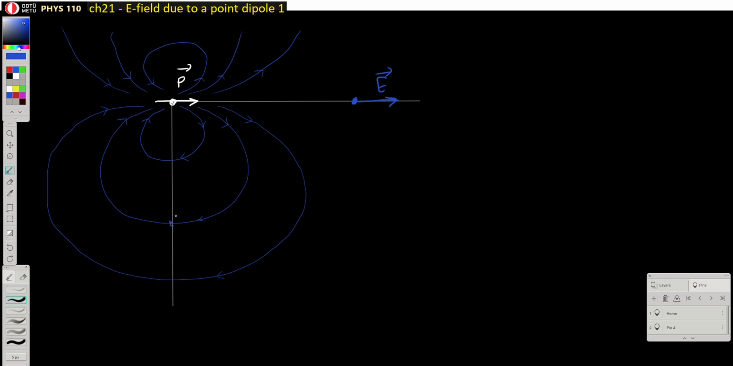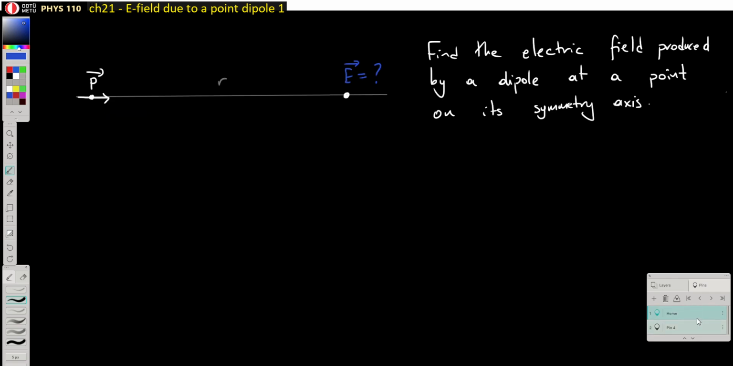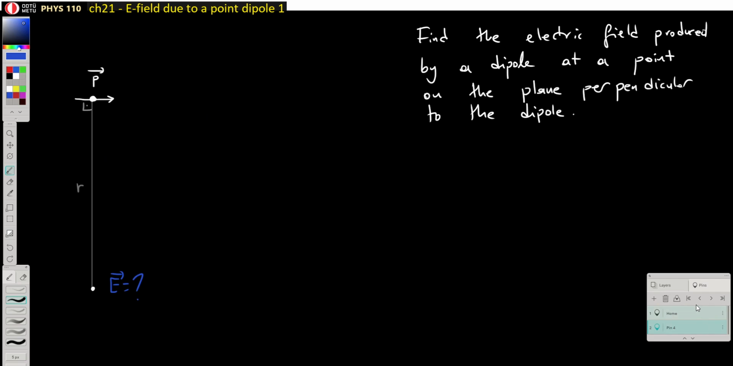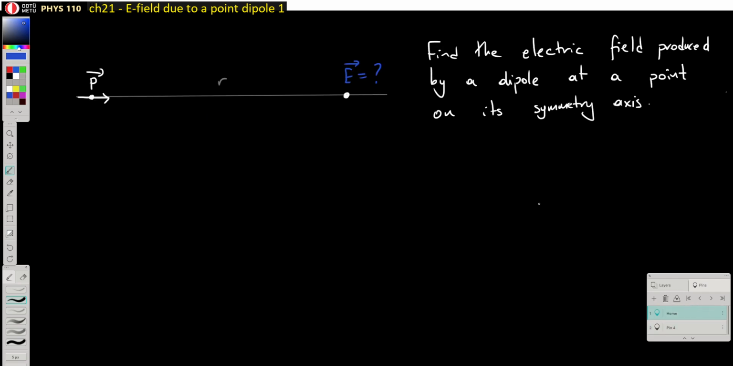And the second point is basically on the plane which is perpendicular to this dipole moment and passing through the dipole. Here, the electric field apparently is opposite to the dipole. So at these two places, it's quite a straightforward exercise to compute the electric field, and that's what I'm going to do. These two problems are about these. This is the first problem that I'm going to solve, and then I'm going to solve this problem. But let's start with this one.